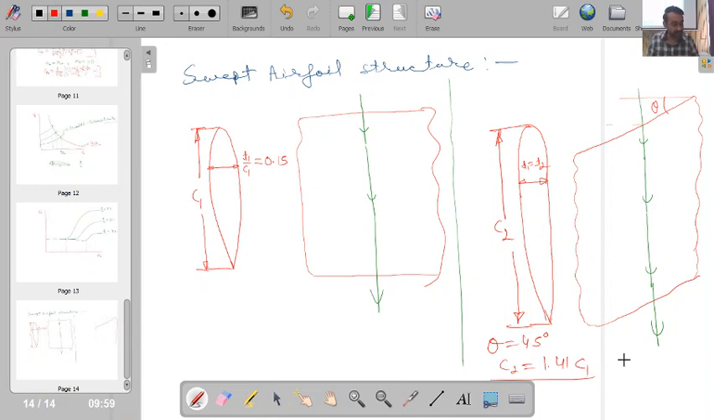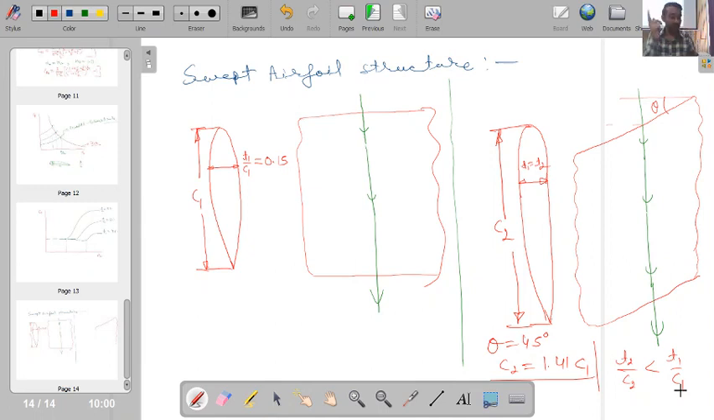If this is the case, then T2 by C2 will be smaller than T1 by C1. So by just sweeping the aerofoil through a certain angle, the flow finds that the T by C ratio is small. The aerofoil with straight blades was appearing thick for the flow, but for the same flow, the aerofoil tilted in the backward direction appears thin. So this way also I can increase the Mach number.